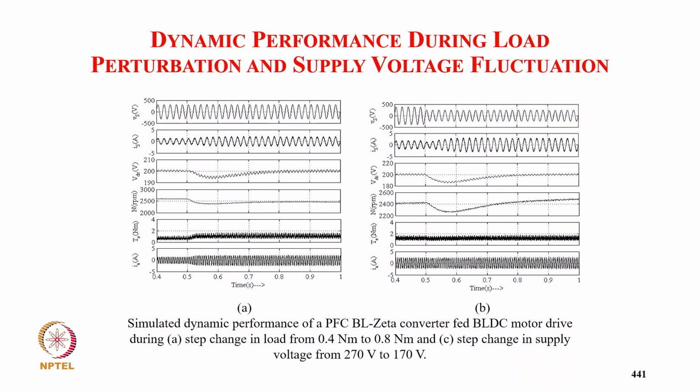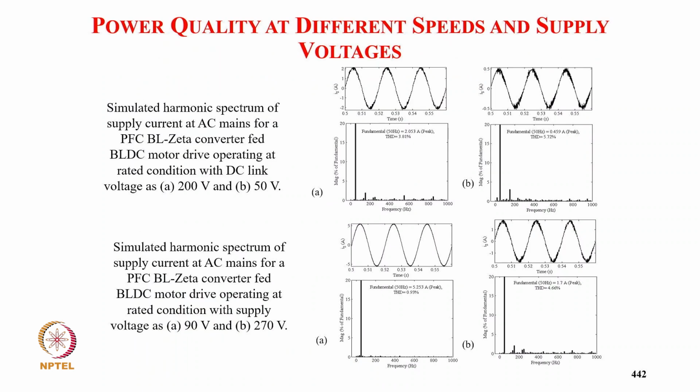This is the performance for load change, simulated performance, and supply voltage change from 270 to 170. And the THD for different conditions: at 170 volt it is 3.81%, and typically at 270 volt it is 4.66%.